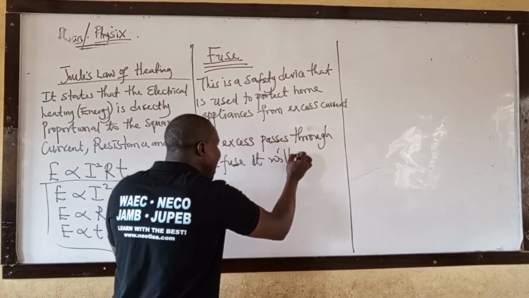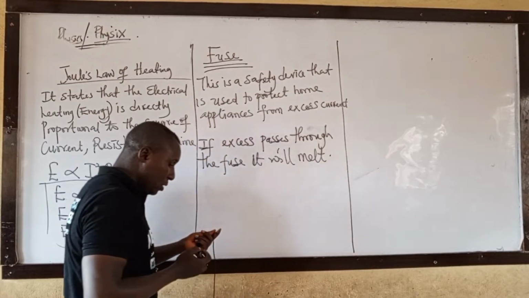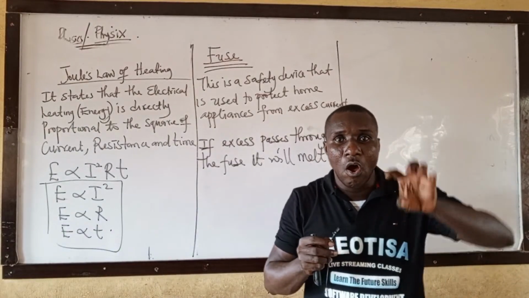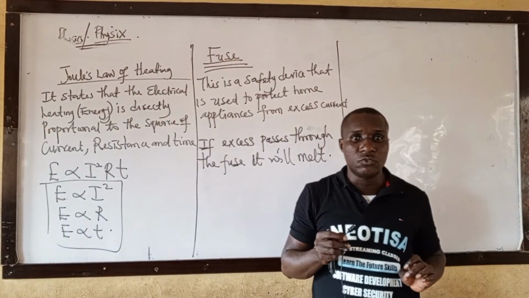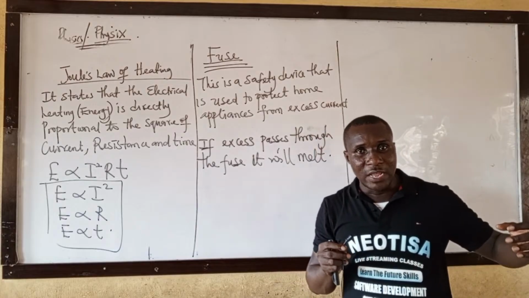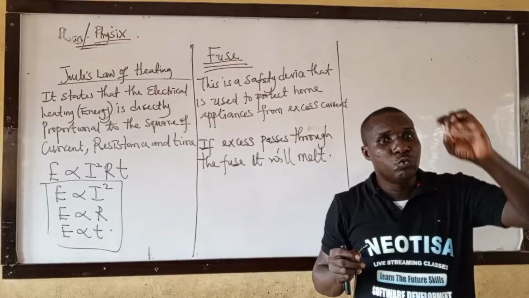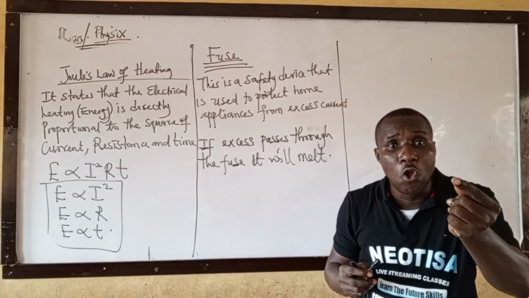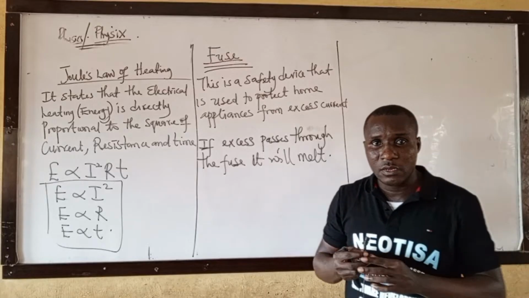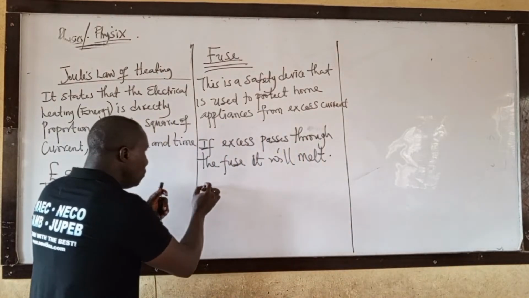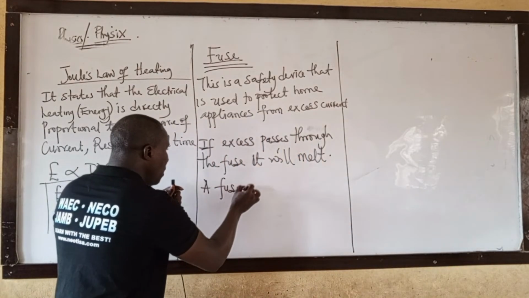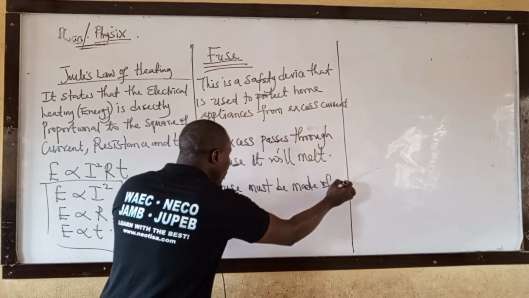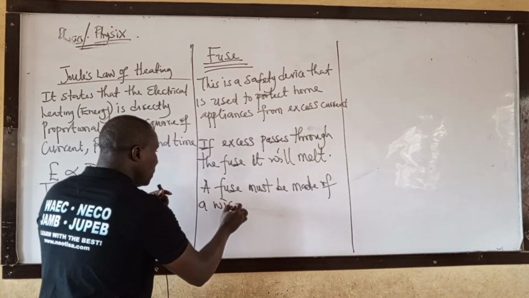it will melt. If excess current passes through the fuse, it will break off or melt. That is how it protects home appliances. If we have excess current passing through the fuse, it will melt or break off. That means a fuse must be made of a low melting point wire. Write it down. A fuse must be made of a wire. Take note of that.